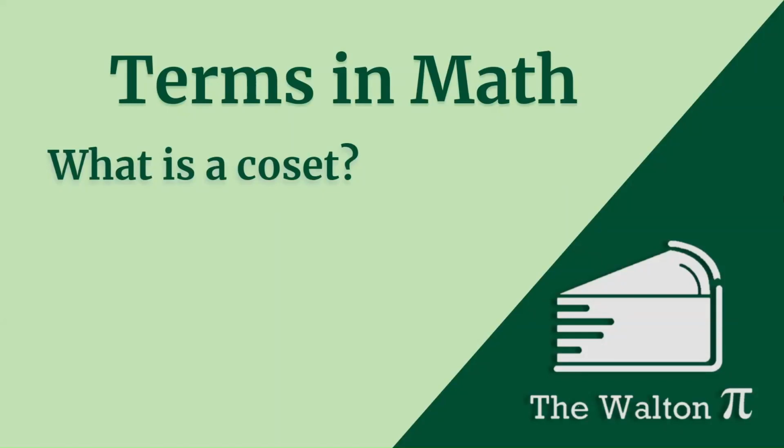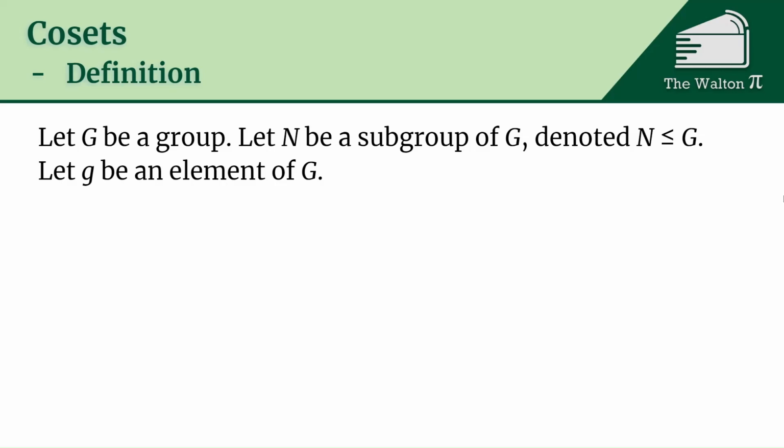Today we're going to be talking about what it means for something to be a coset. So let's let G be a group. We're going to say that N is a subgroup of G, and we can denote that by saying N is less than or equal to G. When we're talking about groups, that's the common notation to say it's a subgroup.